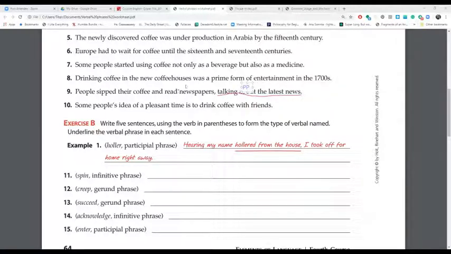And then number 10, some people's idea of a pleasant time is to drink coffee with friends. To drink coffee with friends is going to be your phrase. This one should be pretty easy. What kind of phrase is this? If it says to drink, if it has this form here too, it's an infinitive phrase. Good job. Cool.